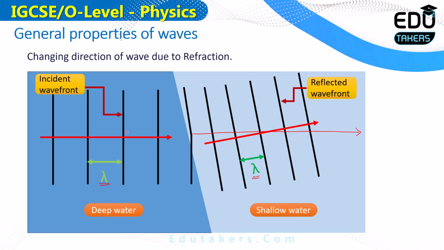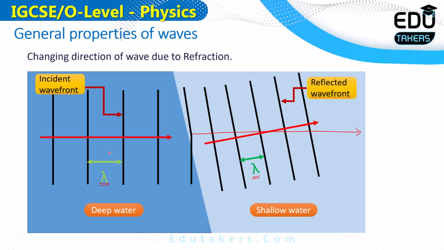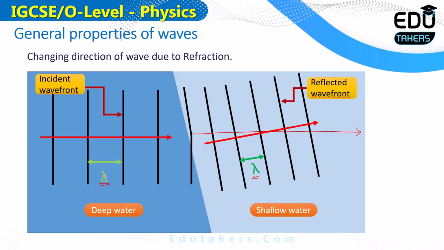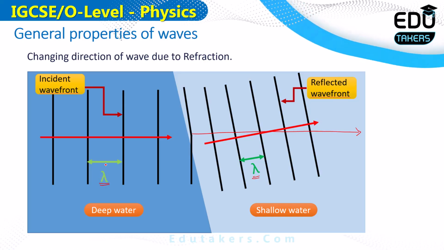The waves move slowly in the shallow water because the speed of the wave decreases in the shallow water as the wavelength decreases. But in the deep water, as the wavelength is larger, it means that here the waves will move faster as compared to the shallow water. But there is no change in the frequency in both of these media. Means that in the shallow water and deep water, there is no change in the frequency.